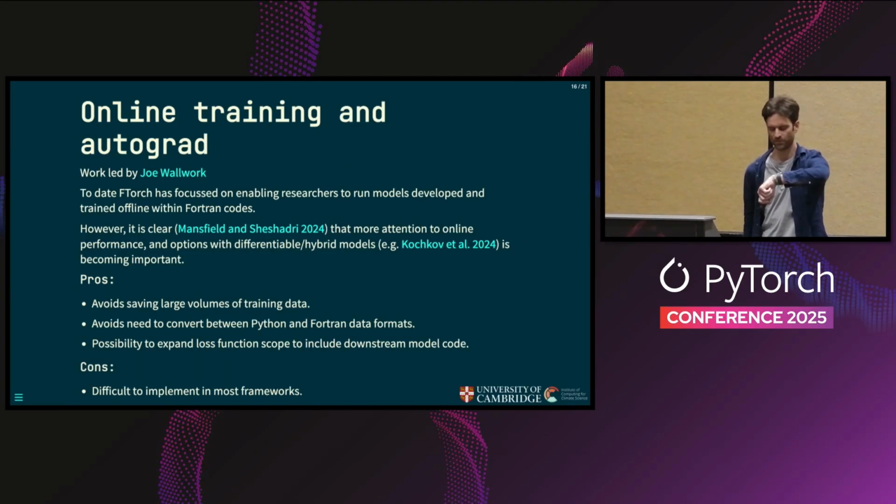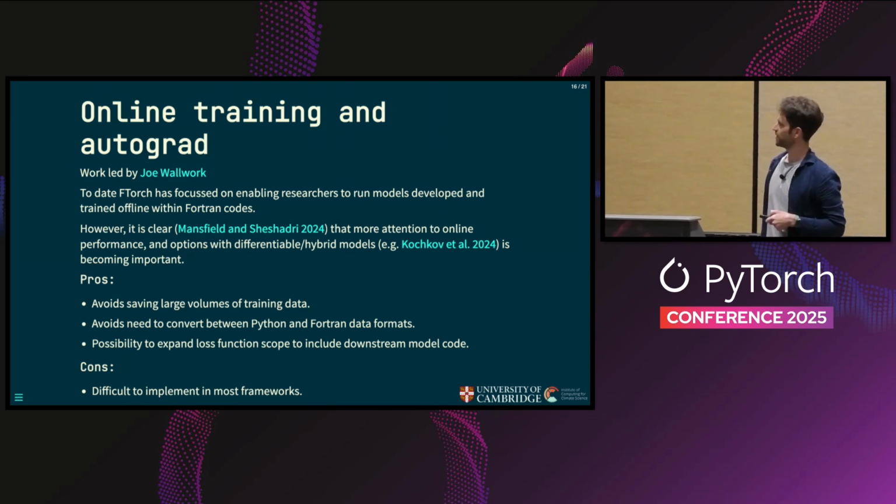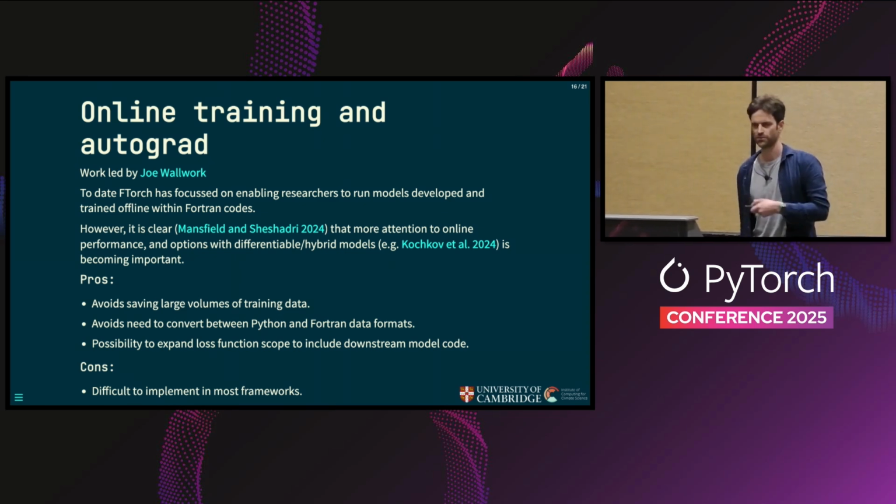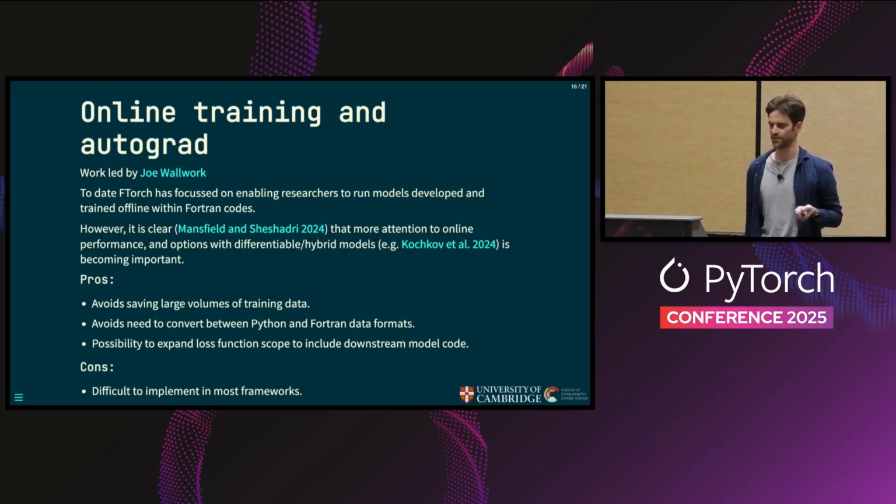One final thing in the last couple of minutes is something that we've been working on the last few months: online training and autograd. This has been work that's been led by Joe and our team. So all of the work that I've talked about previously has involved running models that have been saved offline, and we're just running inference on them. But there might be some situations where we want to do online training.